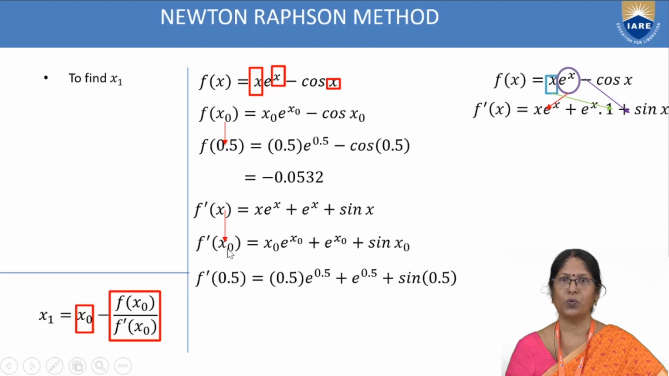X is changed completely to f dash of x naught. X naught value we know it is 0.5. So 0.5 e power 0.5 plus e power 0.5 plus sine of 0.5, we calculated. We got it 2.9525.